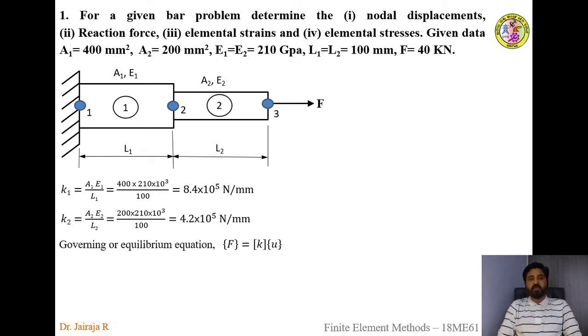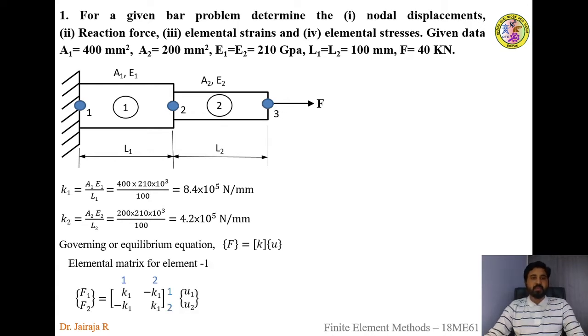Then we know the governing equations are equilibrium equations. F is equal to K into U. F is the force vector, K is the stiffness matrix, and U is the displacement vector. So this is the elemental matrix for the element 1. It is written like this: F1, F2 equals K1, minus K1, minus K1, K1 times U1, U2. Since element 1 is formed between node 1 and node 2, here it is numbered like this: 1 2 and 1 2.